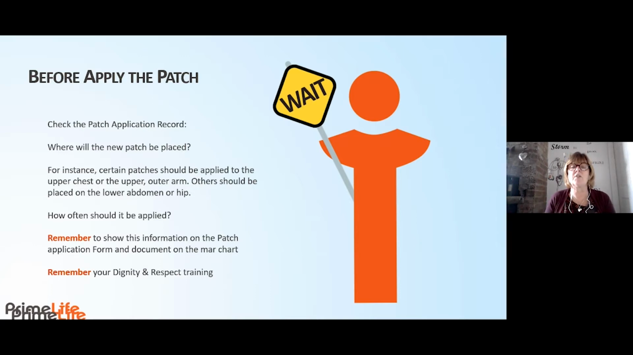Always remember your dignity and respect training when applying patches. Always make sure the resident is comfortable.